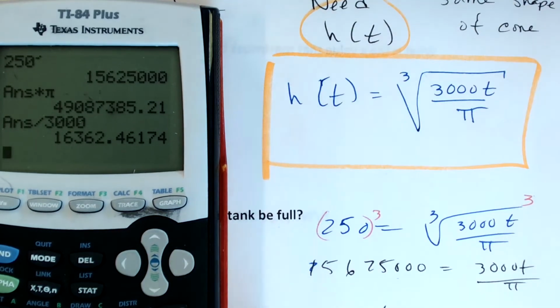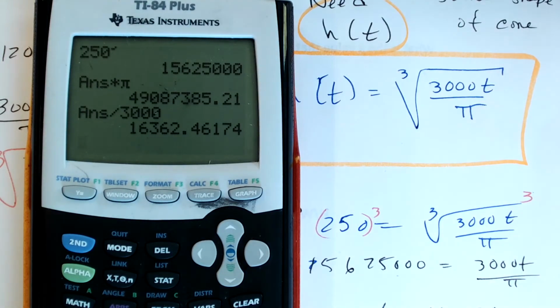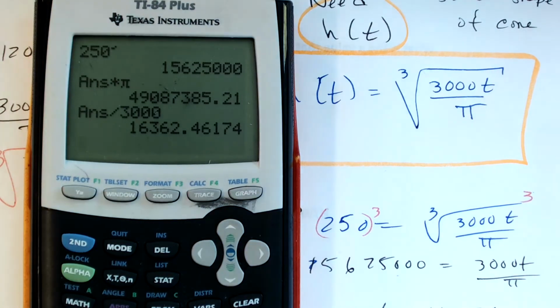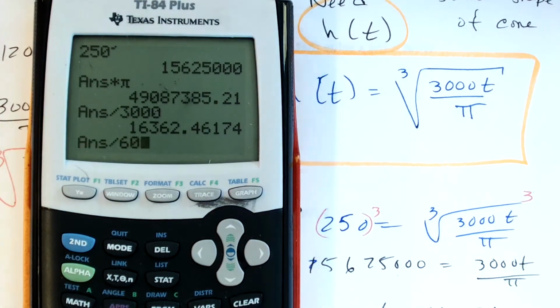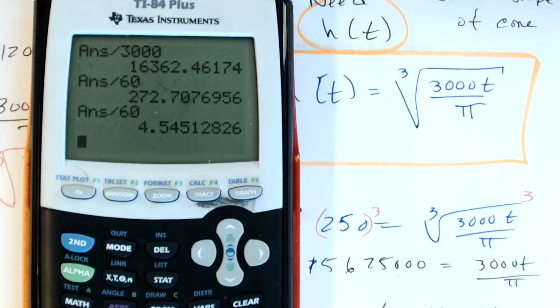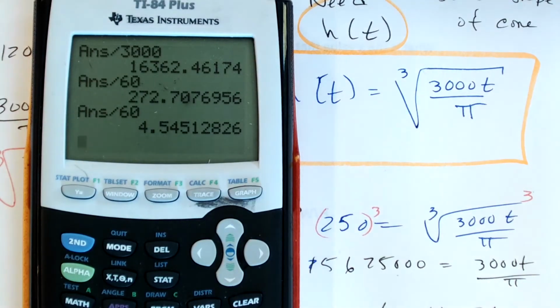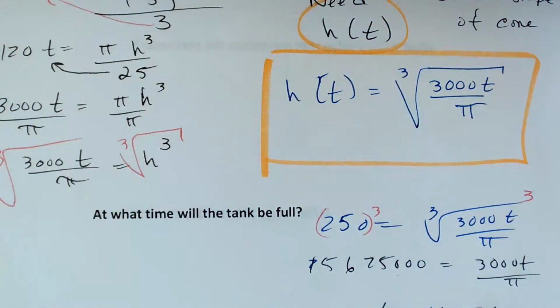16,362 seconds. So this is a great problem. You know why? Do you really want to sit there and wait for that thing to fill? That's in terms of seconds, so let's divide that by 60. And so you're really looking at about 4.5 hours. Heck no. Turn the hose on and go do something fun, right? Absolutely. Okay, let's turn the page.